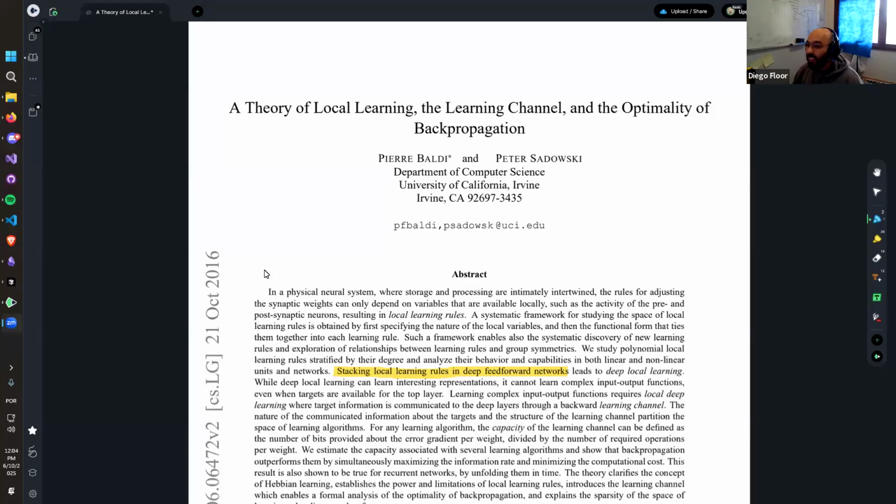Okay, so this is the paper that I read. I only had like 2 days to read it, so I'm going to do my best to give you the gist of it, but it might be a little vague in some points. It's called A Theory of Local Learning, the Learning Channel, and the Optimality of Backpropagation.